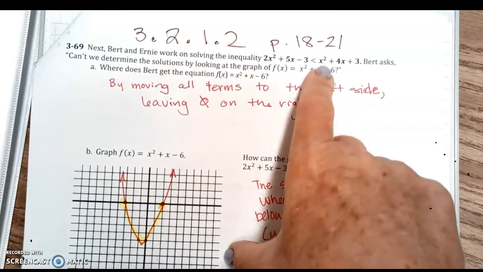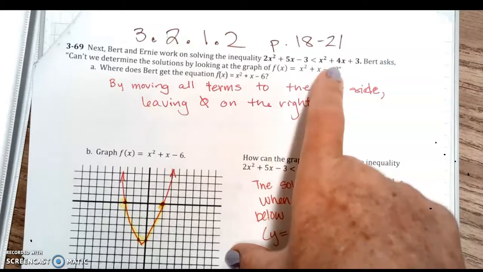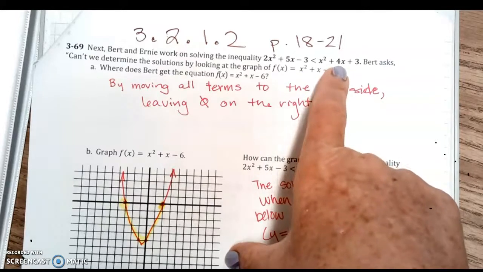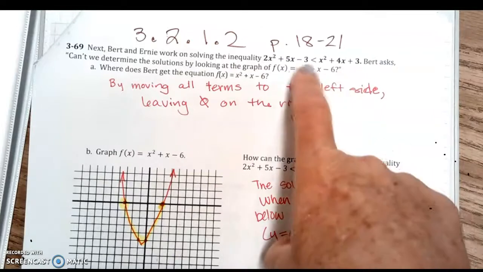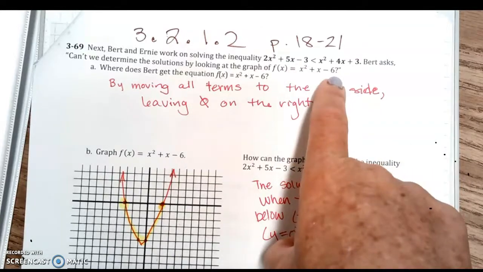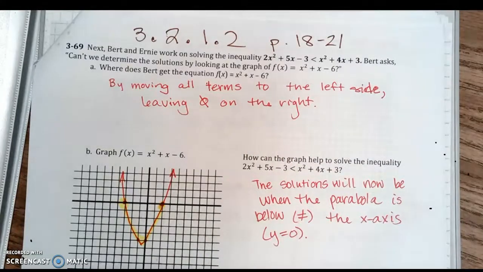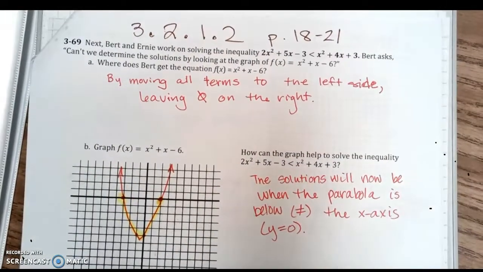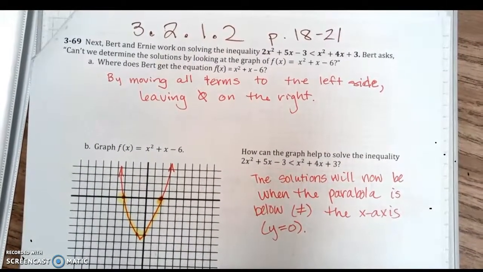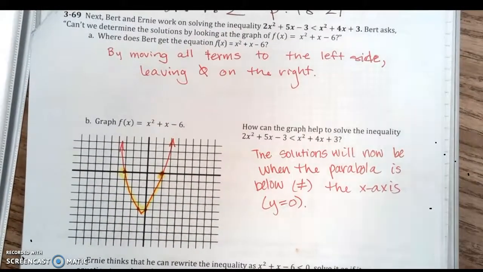Okay? So this x squared subtracts from the 2x squared to get your 1x squared. This 4x subtracts from the 5x to get you 1x. And this 3 subtracts from the negative 3 to get you the negative 6. Okay, so we move them all to one side. And generally you set it equal to 0, but in this case you're graphing it, so you set it equal to y. Okay, part B, they want you to graph it.